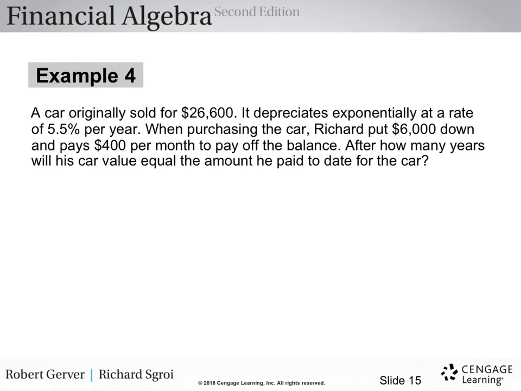All right, example 4. A car originally sold for $26,600. It depreciates exponentially at a rate of 5.5% per year. When purchasing the car, Richard put $6,000 down and pays $400 per month to pay off the balance. After how many years will his car value equal the amount he paid to date for the car?